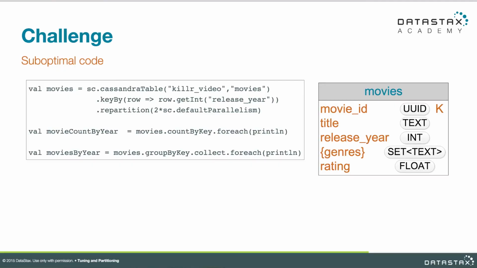So what we have here is a query from a Cassandra table, getting the records from the movies table, making a pair RDD out of them organized by release year. Then we're going to repartition that by twice the default parallelism, probably twice the number of cores is what we're doing there. Then we're going to do a countByKey, and in the next line, a groupByKey. Now the repartitioning causes a shuffle, the countByKey causes a shuffle, the groupByKey causes a shuffle. That's not efficient. We would prefer just to shuffle once.